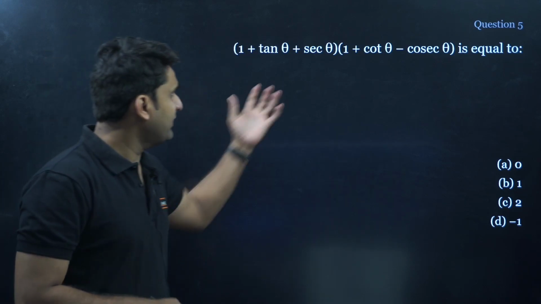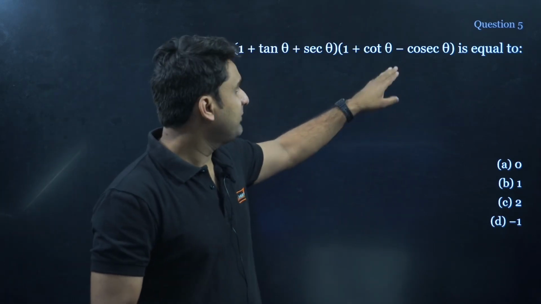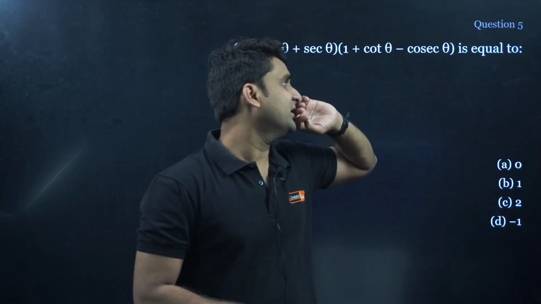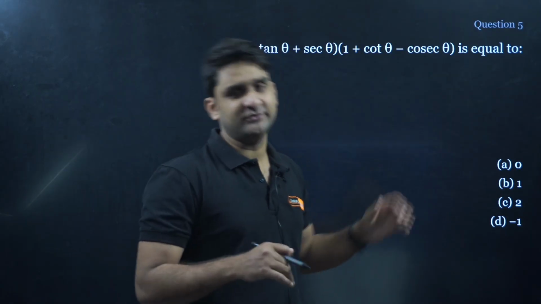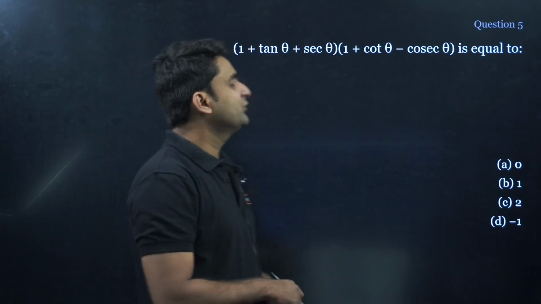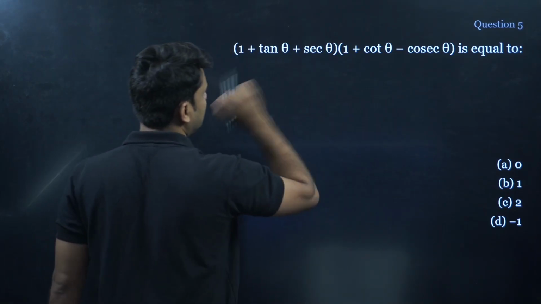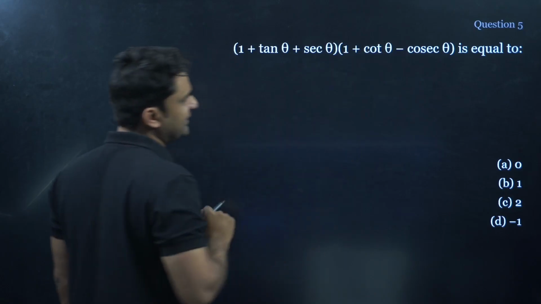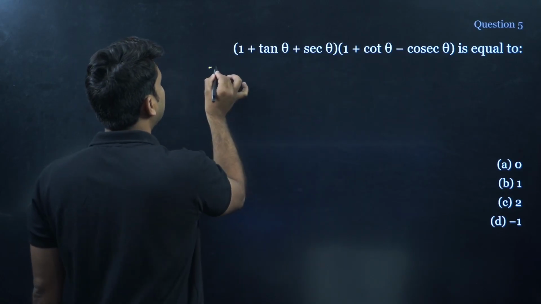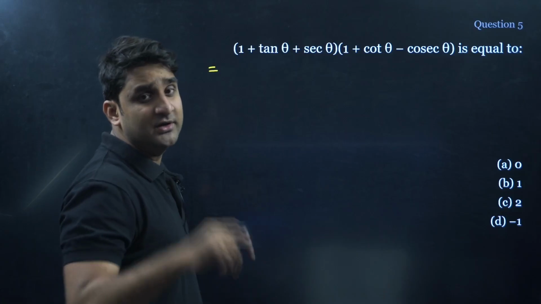So we have two brackets: 1 plus tan theta plus sec theta, and one more bracket, 1 plus cot theta minus cosec theta, and it should be equal to what? This is the question, guys. Okay, let's do this question. Dear all, listen. Here we have tan theta, sec theta, cot theta and cosec theta, so let's convert the given functions into the form of sine and cos.